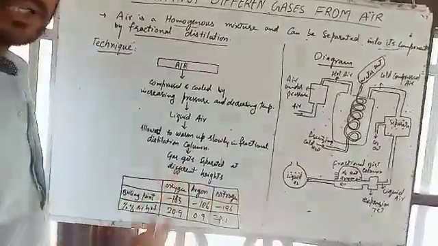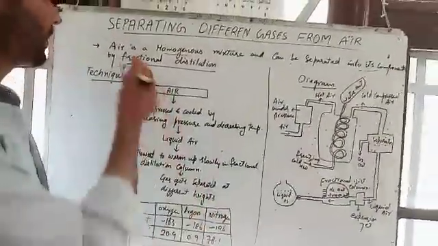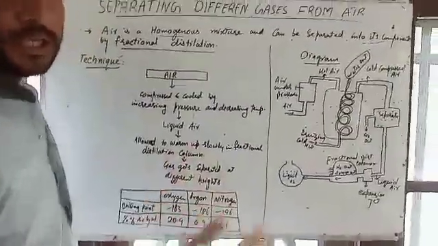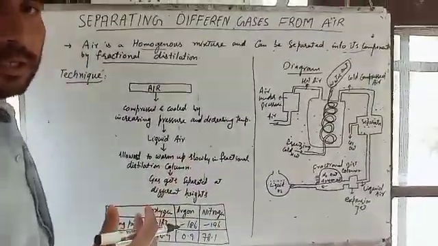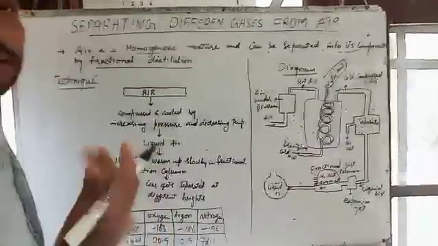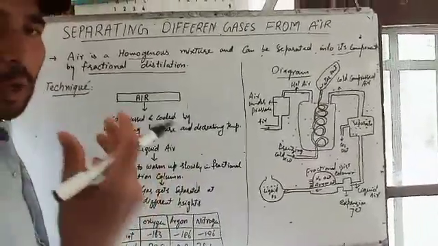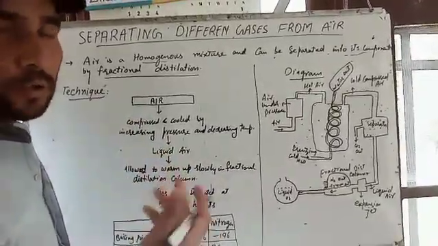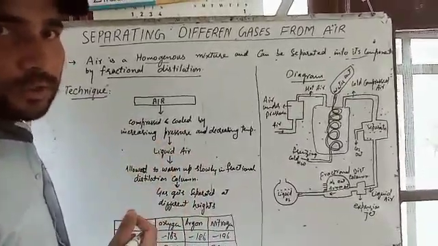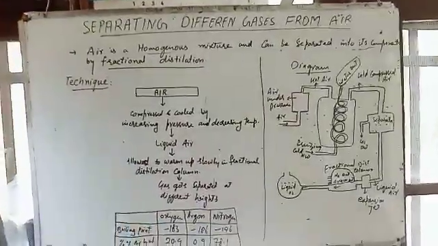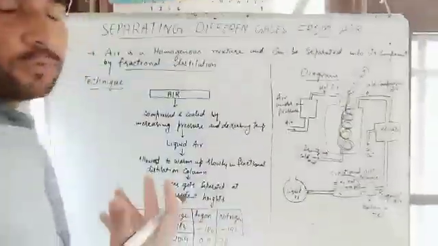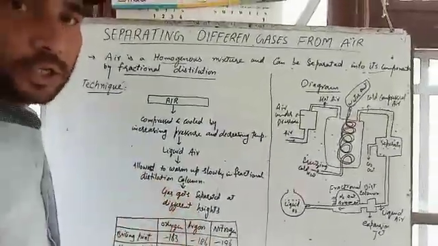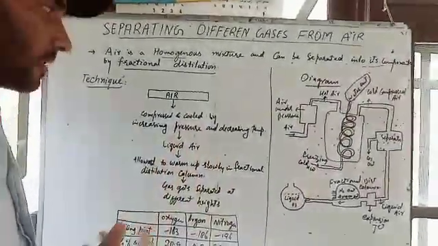We can separate the different components of air by fractional distillation. Fractional distillation, I discussed it with you yesterday. It is the same as distillation, but only one difference is there: the fractionating column is added over the distillation funnel, having small beads which provide large surface area for the condensation of the evaporating substance.